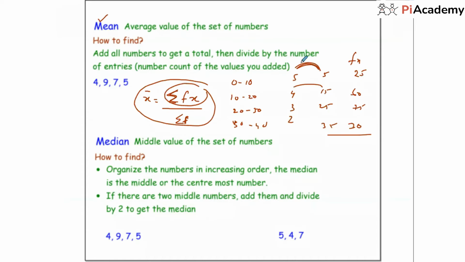Now sigma fx, you will add all this. This is fx, this is f, and this is x. So sigma fx is add all this. 25 plus 60 is 85, plus 75 is 160, 160 plus 70 is 230. 230 divided by the total: 5, 9, 12, 14. So 230 divided by 14 will give you the mean.